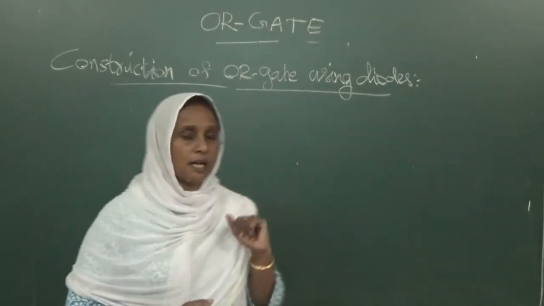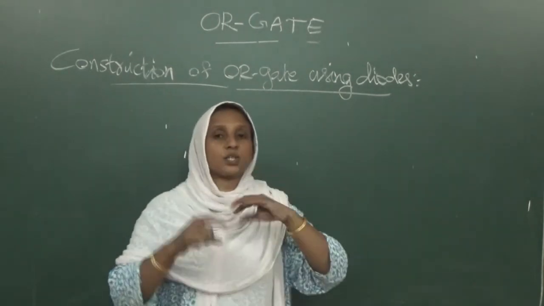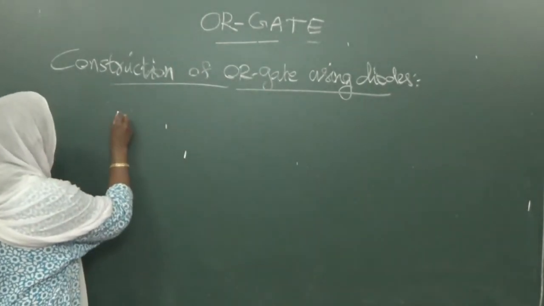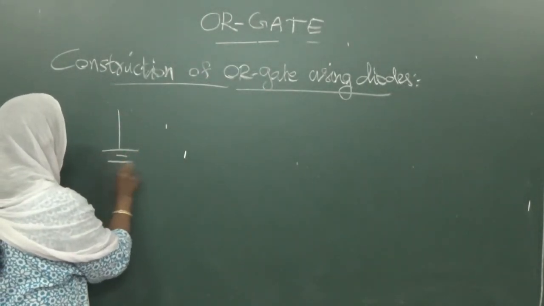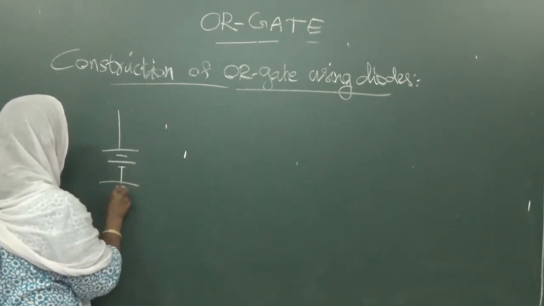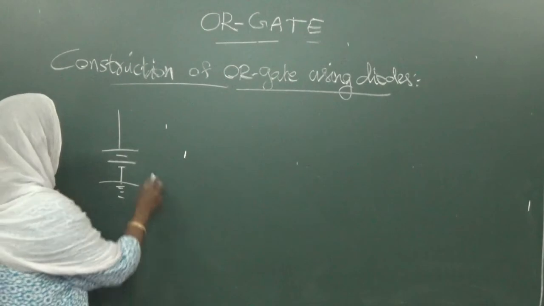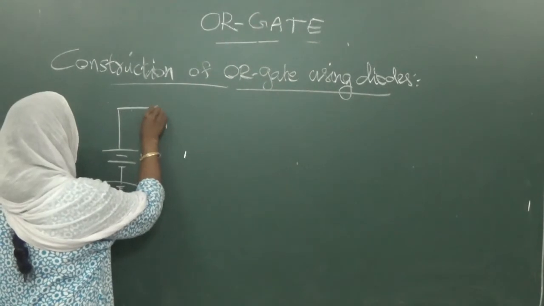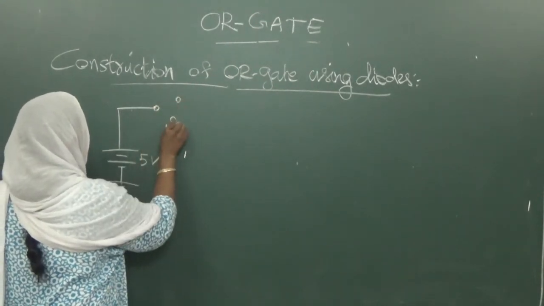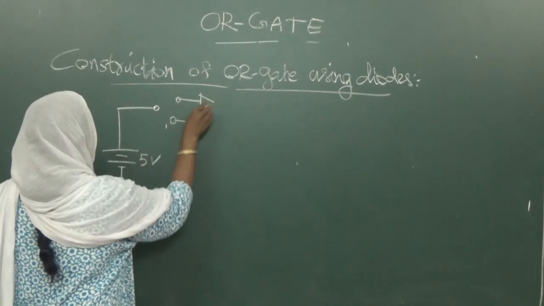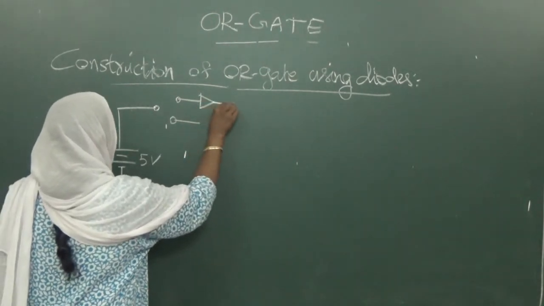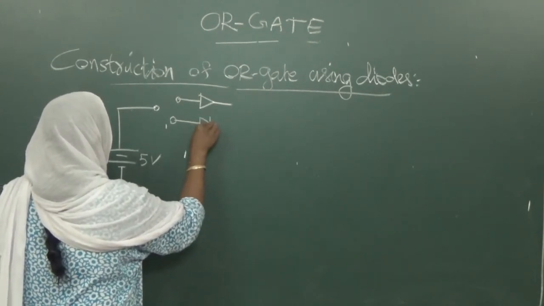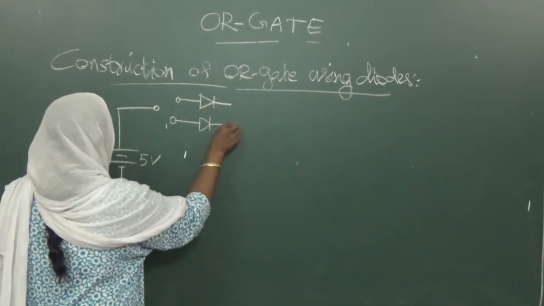As a first step, we have to check how to construct an OR gate using diodes. For that, consider the circuit I am drawing here. See this circuit. This is a source. It is grounded. It will be a 5-volt source. Then there are two diodes like this. This is the symbol of a diode.